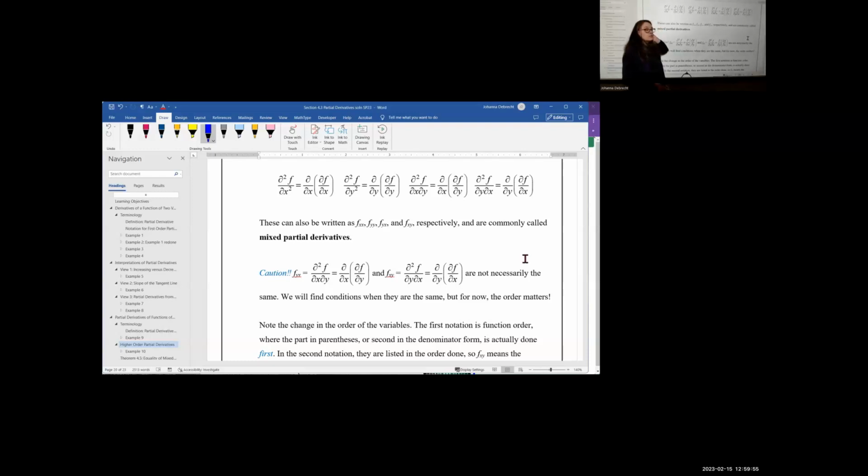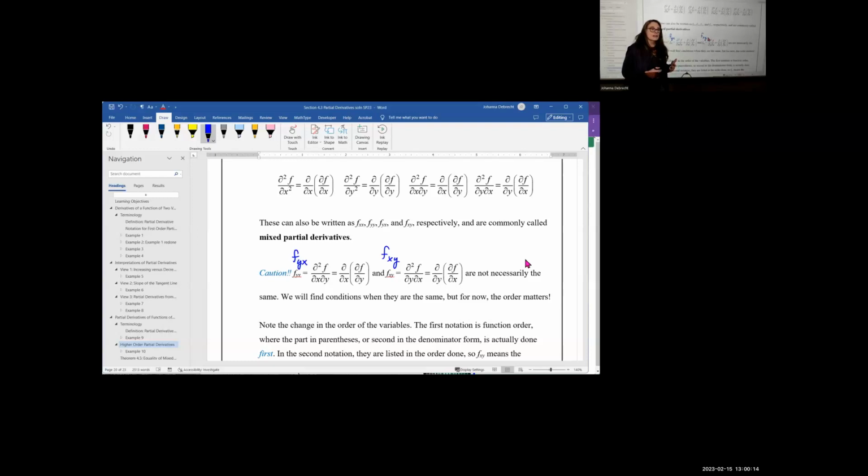Now, there's another notation that we use a lot because we're mathematicians and we're lazy. We don't like to write things down. And then we write the partial with respect to y and x, and the partial with respect to x and y.